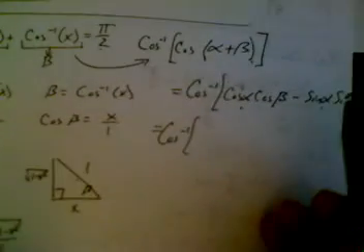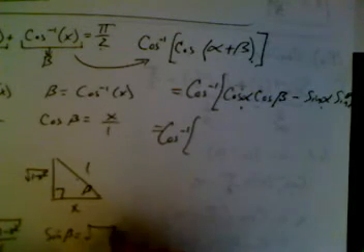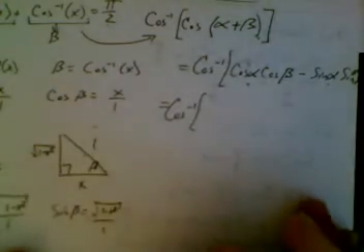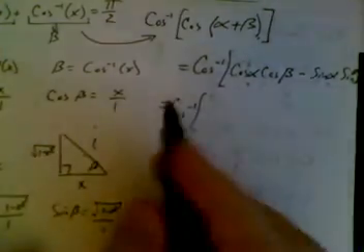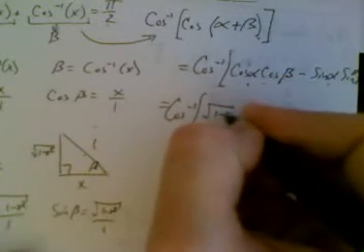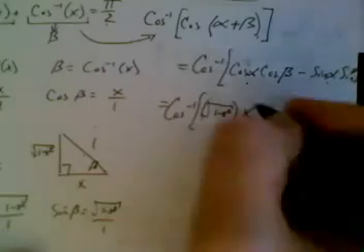Likewise, I would need the sine of beta, and the sine of beta is equal to the square root of 1 minus x squared over 1. Again, sine of beta is opposite over hypotenuse. So, with all that being done, I'm going to plug everything into here. Cosine of alpha is the radical 1 minus x squared. Cosine of beta is x.